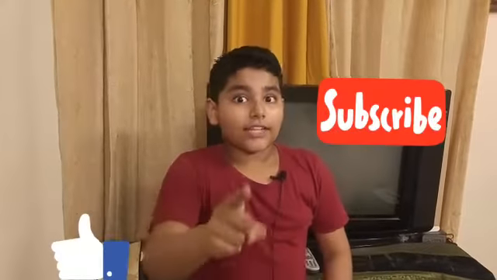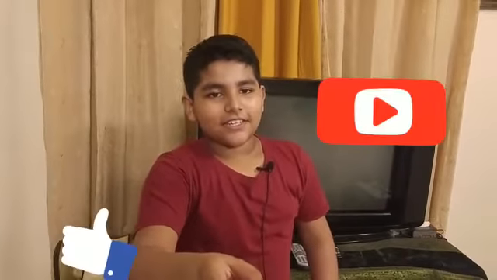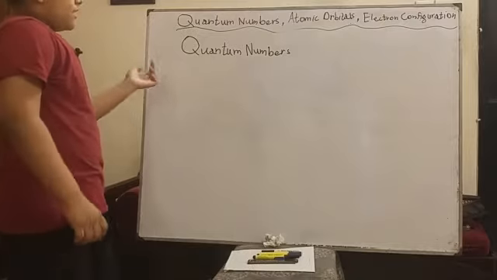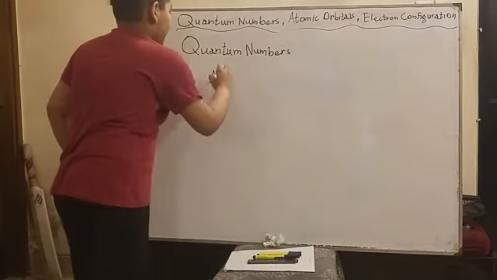Welcome everyone, and today we are going to talk about quantum numbers, atomic orbitals, and electron configurations. Understand that quantum numbers are the things that describe atomic orbitals.